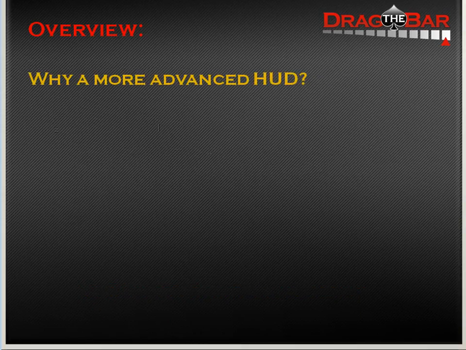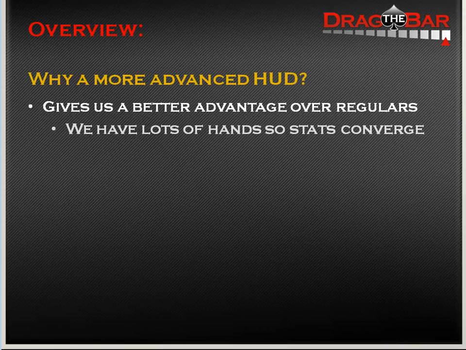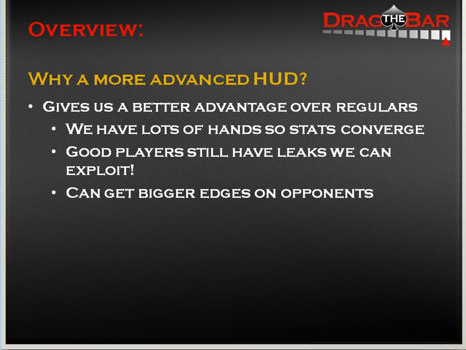So why do we want to use a more advanced HUD then? Well, one reason is that against good regulars, it's actually going to give us a bigger advantage. These are the guys we're going to play a lot of hands against, so the stats are going to converge, and we're going to be able to make legitimate reads using these more advanced stats. Good players, even at the low and mid stakes, are still going to have a lot of leaks that we can exploit. We really just need to find out what they are, and these stats are going to give us a bigger edge on those opponents.